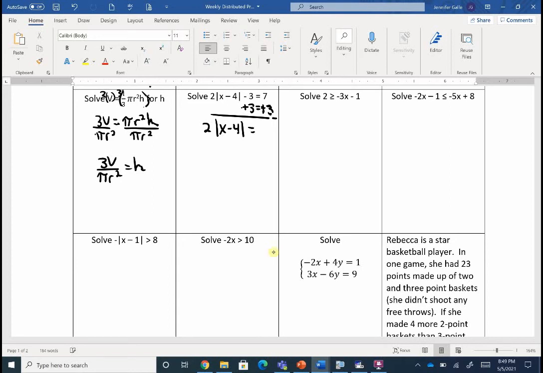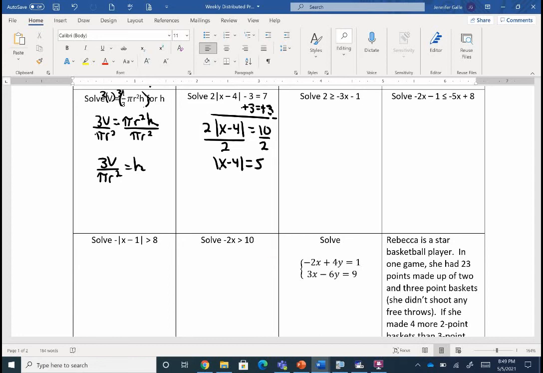incompleteness when I write. 7 plus 3 gives me 10. Now again, I cannot distribute the 2. So this means 2 times the absolute value. So to undo 2 times, I need to divide by 2. So I end up with the absolute value of x minus 4 equals 5.